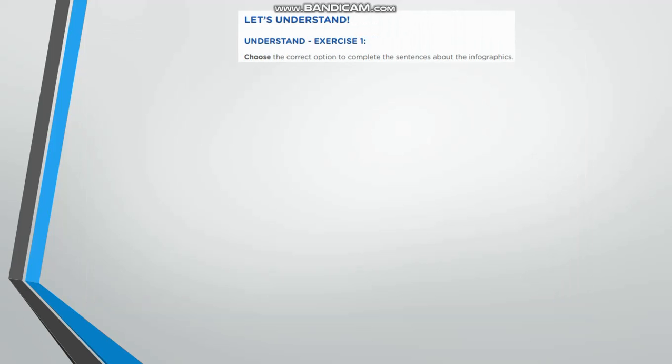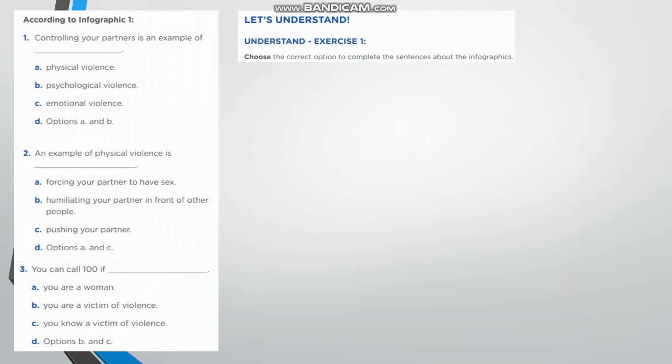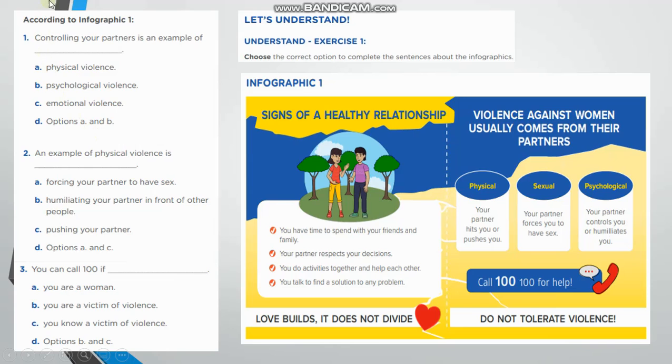Let's understand. Exercise number 1. Choose the correct option to complete the sentences about the infographic. According to infographic 1, number 1, controlling your partner is an example of: A, physical violence; B, psychological violence; C, emotional violence; D, option A and B. The answer is psychological violence. Number 2. An example of physical violence is: A, forcing your partner to have sex; B, humiliating your partner in front of other people; C, pushing your partner; D, option A and C. The correct answer is pushing your partner.